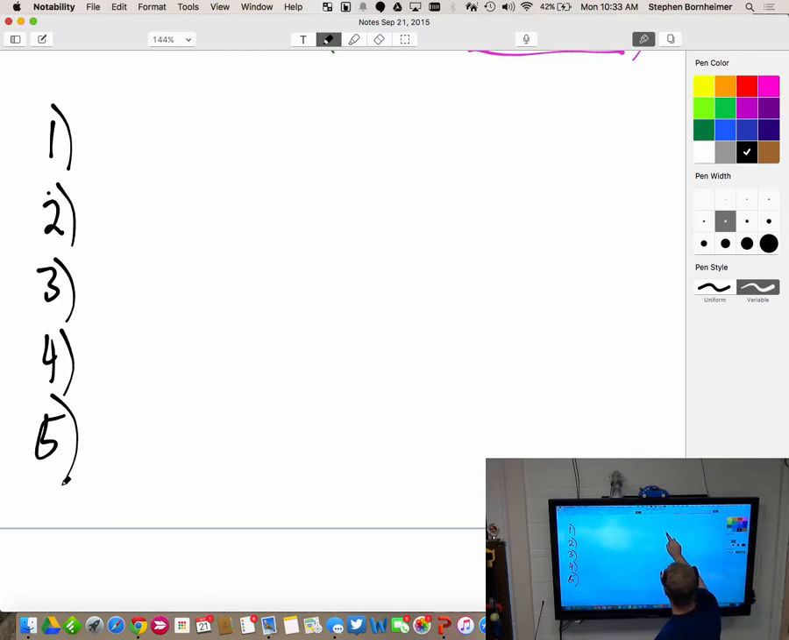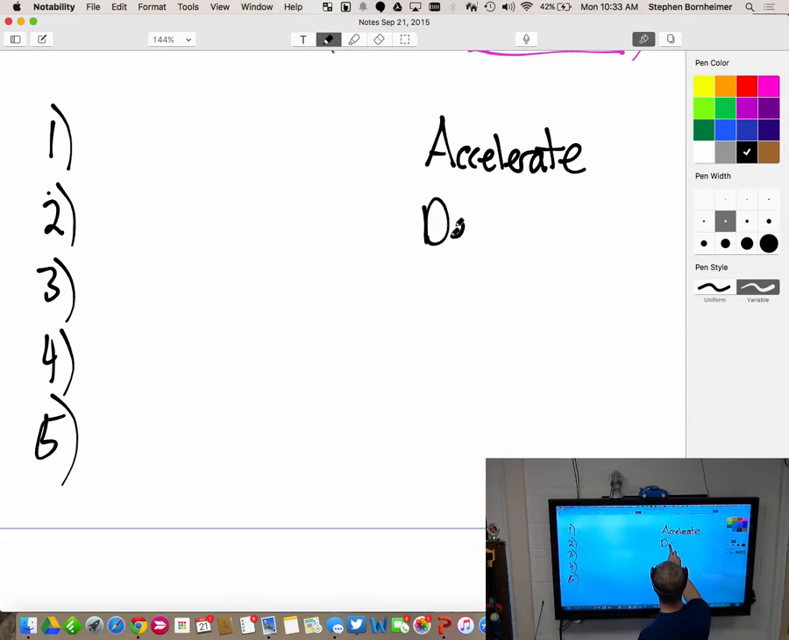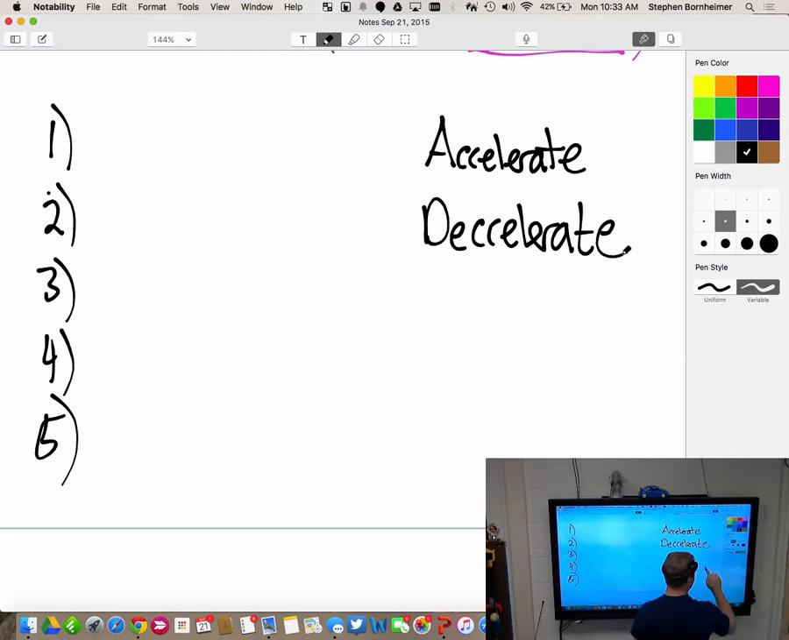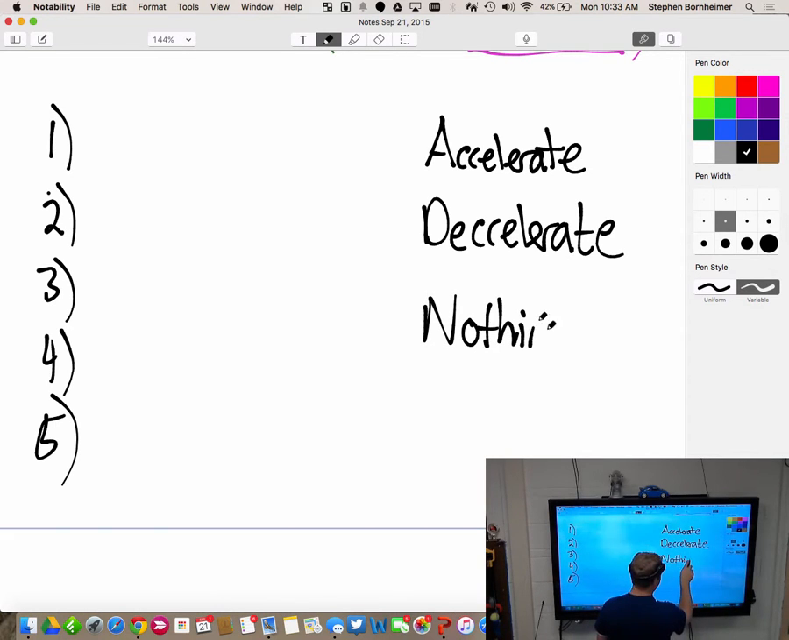Your choices are accelerate or acceleration, decelerate to indicate an object that is changing where the velocity is going from fast to slow, or nothing, indicating that there is no acceleration of any kind. I'm going to give you 5 scenarios, and I want you to just write one of these 3 words in one of these spaces. All right, listen carefully, because I'll read each one only once.